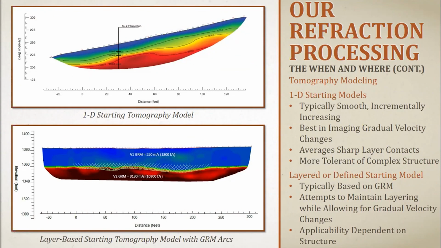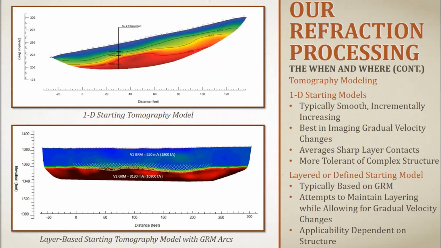Two types of starting models can be used: 1D or smooth starting models, and layered or defined starting models. 1D models use a single vertical profile of velocities that are extrapolated across the full width of the refraction data. 1D models are less representative of actual geology, but are appropriate for geologic structures that exhibit smoother velocity transitions, like thick weathering zones. They may also be used when defined layered models can't be developed.